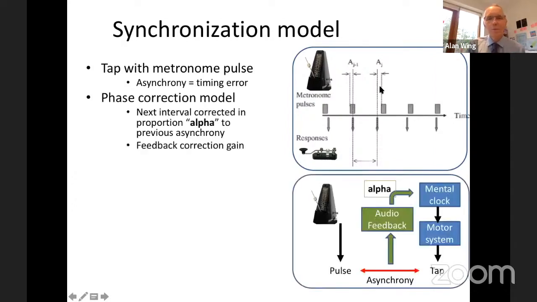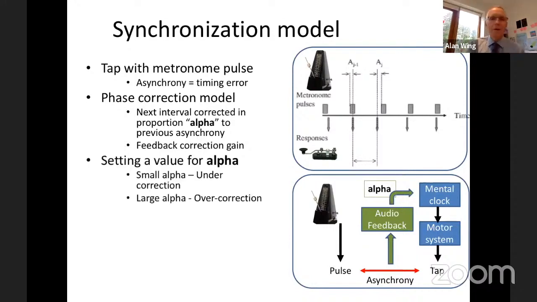And indeed, what we propose, or this is picking up really from the work of Vorberg, is a feedback model, a simple linear feedback model on phase correction. So each time you tap and your tap response comes out here from the clock and motor system, you have a comparison with the pulse that is produced as an asynchrony. So this audio feedback allows you to make a correction to the phase of the clock to adjust its timing for the next response. But the proportion of that correction may not be 100%, it may be a partial correction, and there'd be some feedback correction gain, alpha.